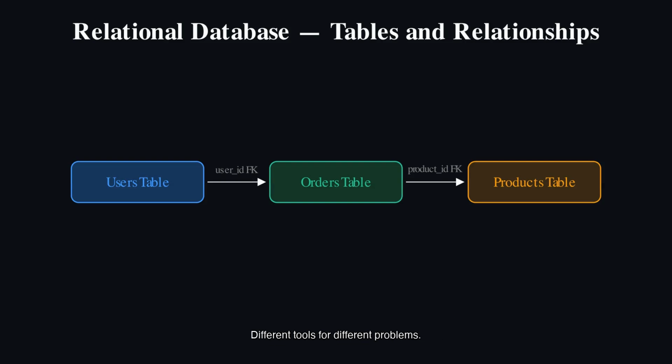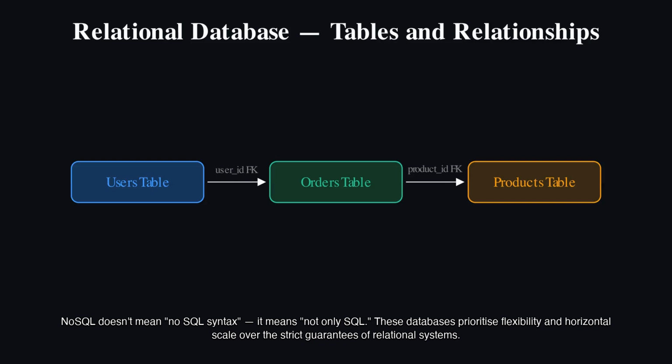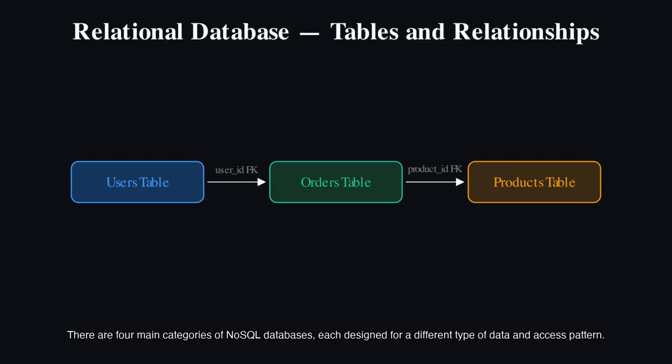NoSQL doesn't mean no SQL syntax. It means not only SQL. These databases prioritize flexibility and horizontal scale over the strict guarantees of relational systems. There are four main categories of NoSQL databases, each designed for a different type of data and access pattern.